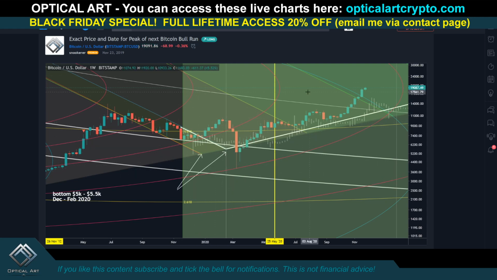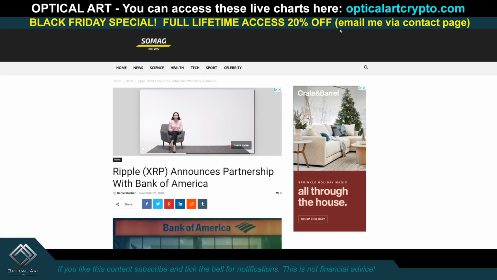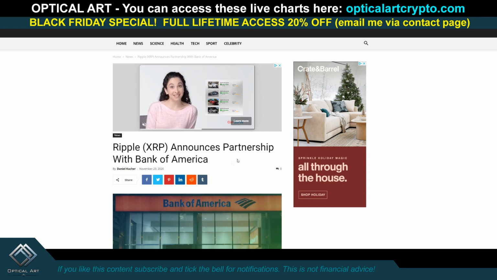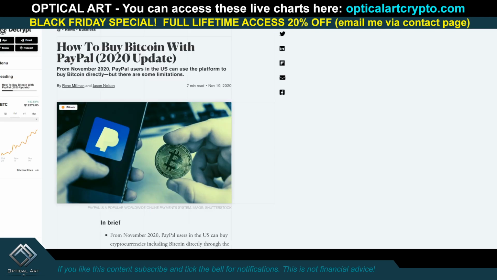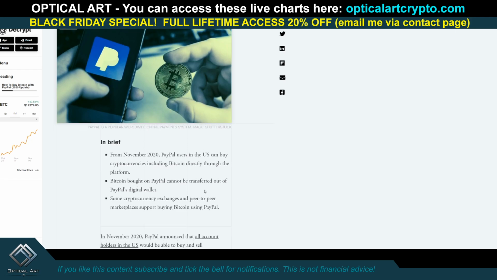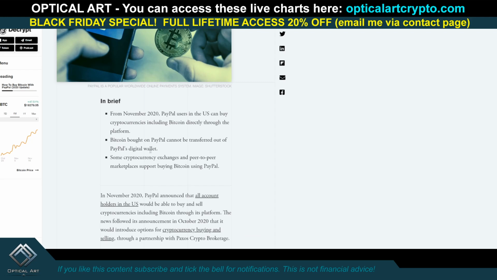So, don't get complacent. People think that the stock market is just going to continue up and continue up. It might, guys. We're in the midst of a pandemic. Now, look, Bank of America is partnering with Ripple. You've got PayPal now, where you can access Bitcoin, which is kind of scary. People are using PayPal to buy Bitcoin, and they can't set a stop loss. Imagine millions of people buying $1,000 worth of Bitcoin. All of a sudden, it tanks. They have no way to protect themselves.